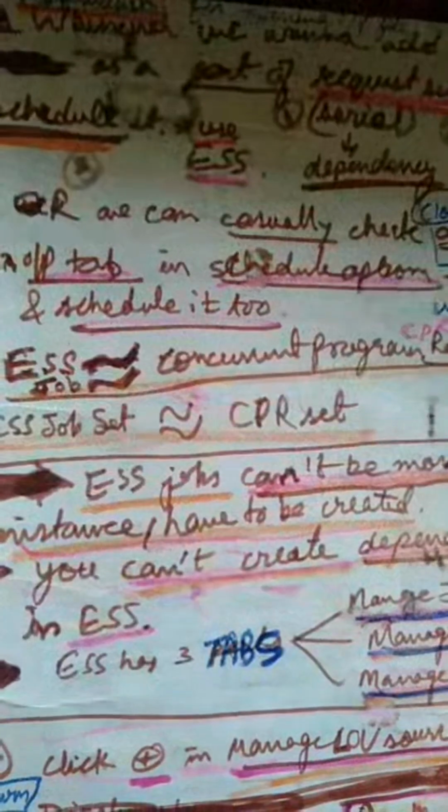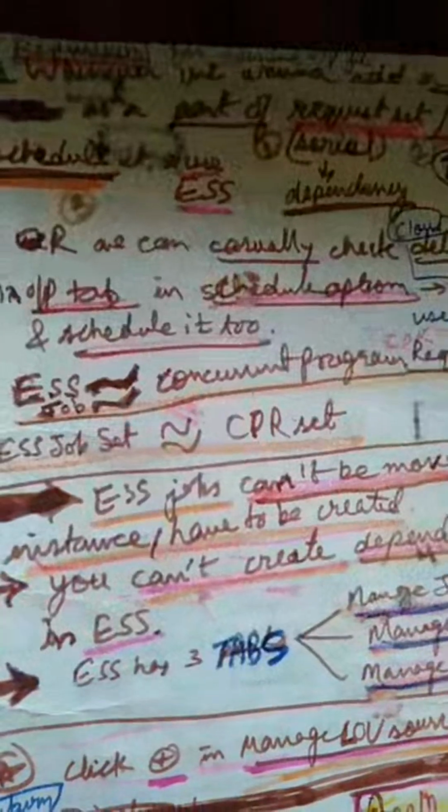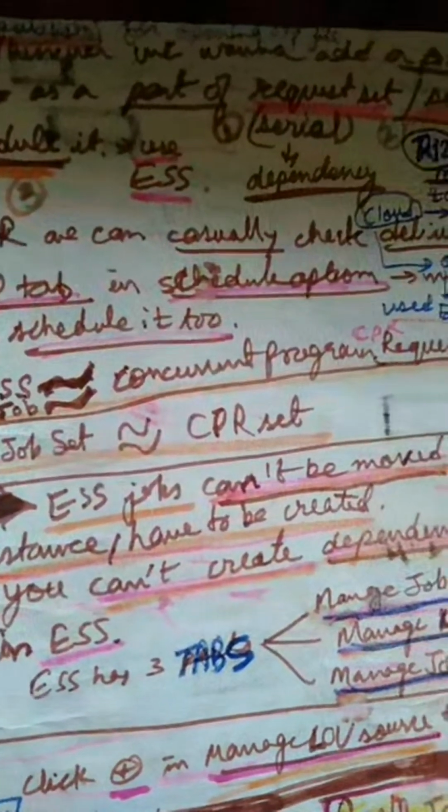Program request, which was in Oracle R12. So here it is: Enterprise Scheduler Services job in cloud. An ESS job set is equal to a CPR set, or concurrent program request. Now, how to create an ESS job.